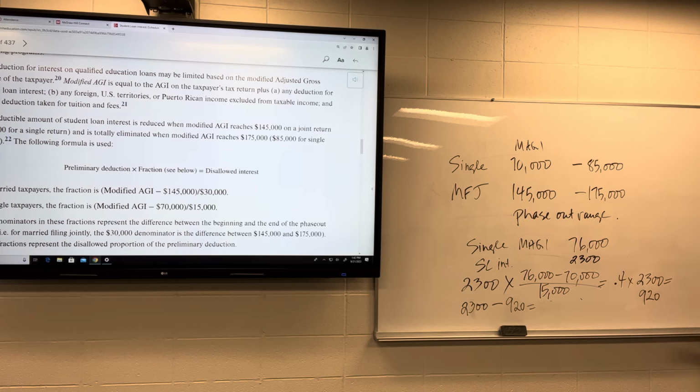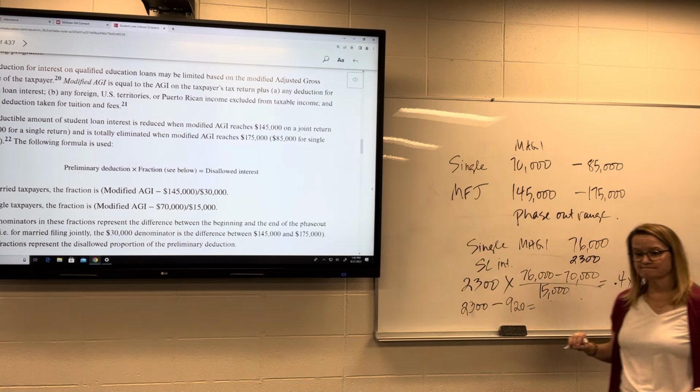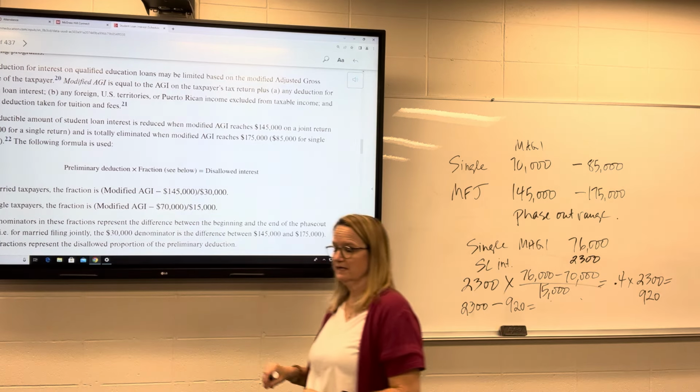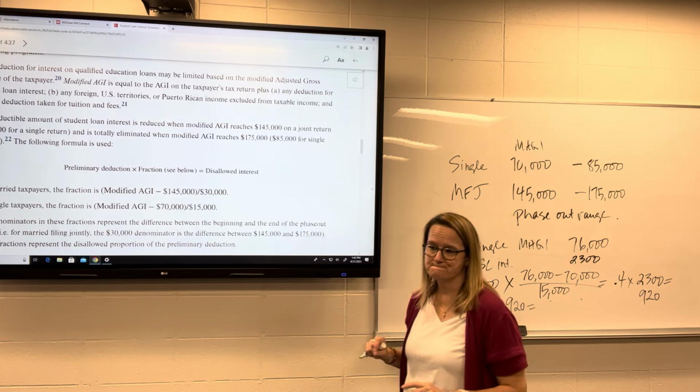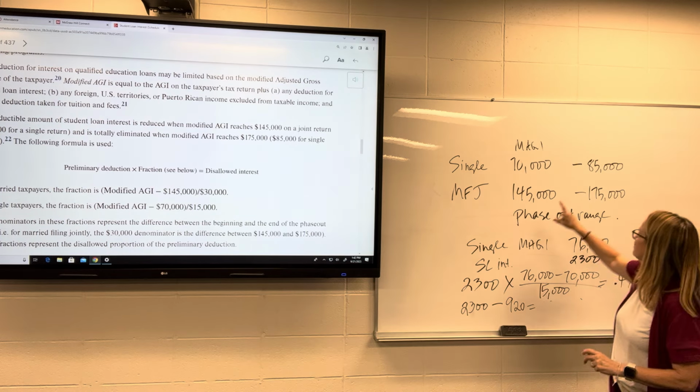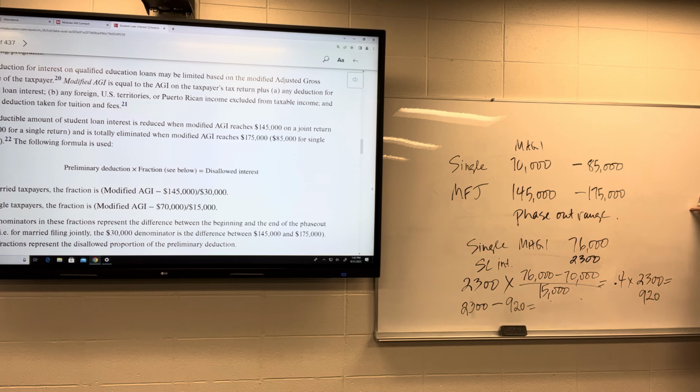And then what happens if they're above the phase out range? They get nothing. No deduction at all? Yep. If modified adjusted gross income is over this amount for either of these, and again, married filing separately wouldn't count because they don't get the deduction anyway. This would also be for head of household. So if you're married, essentially, this is your range. Everything else, this is your range, except for married filing separately because they get nothing.